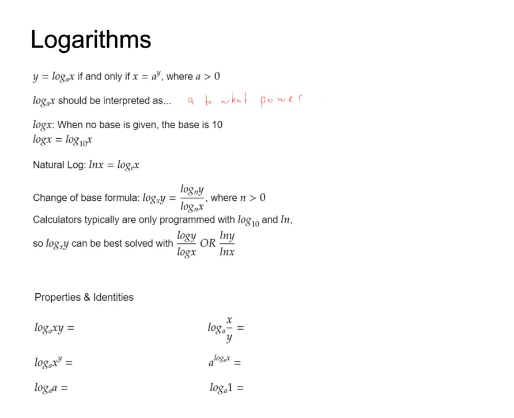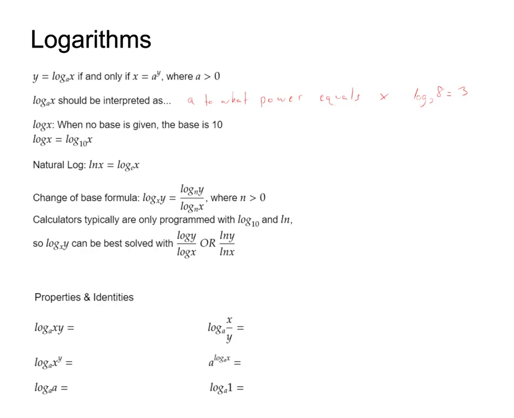So, for example, under here I'll write log base 2 of 8 equals, and we can interpret this as 2 to the what power equals 8. So 2 to the 3 power is equal to 8. So then this logarithm would be written correctly.